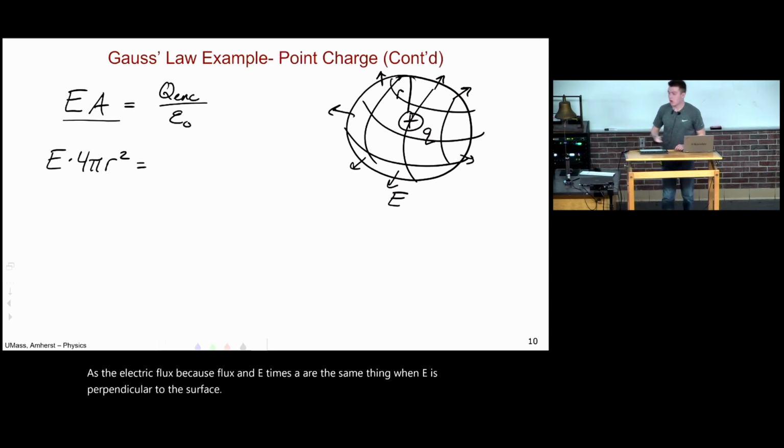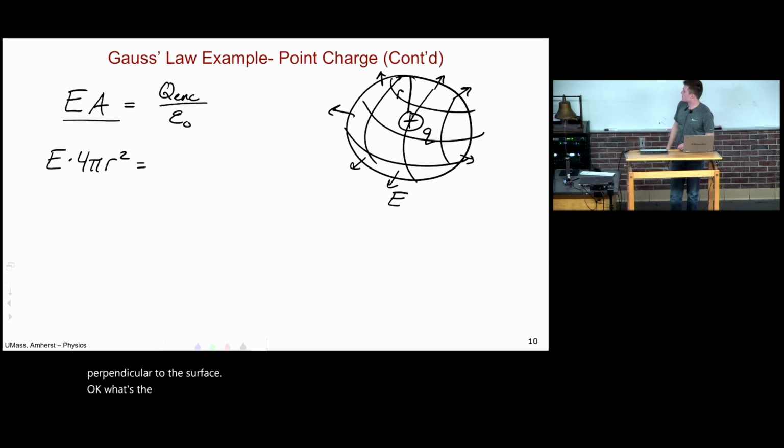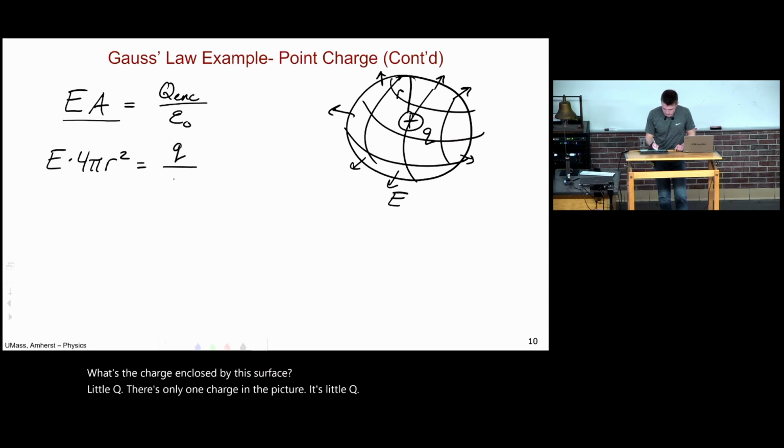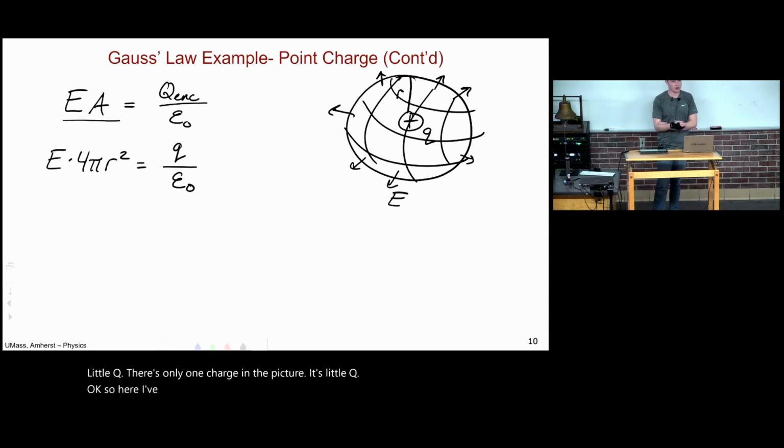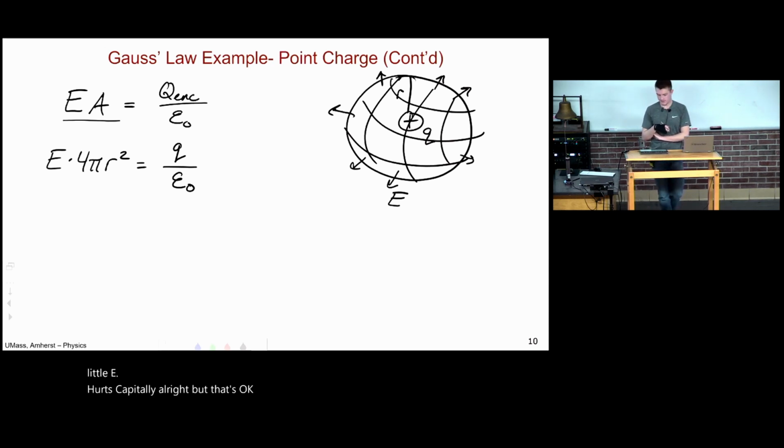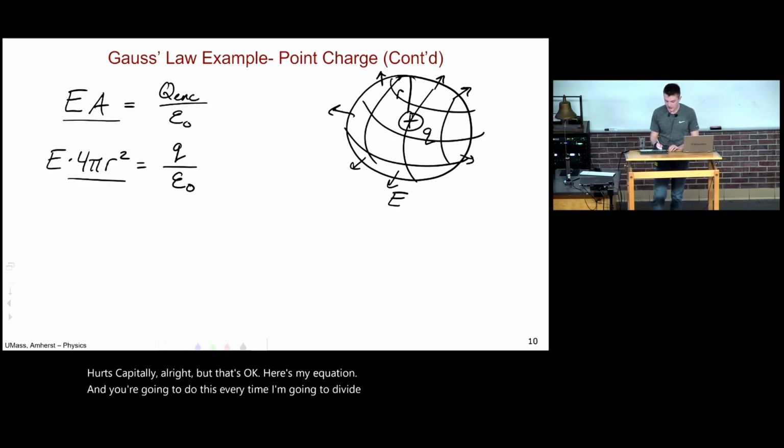OK, what's the charge enclosed by this surface? Little q. There's only one charge in the picture, it's little q. So here I've just rewritten Gauss's law. There's still some variables inside, little r and capital E, but that's okay. Here's my equation. Now, and you're going to do this every time, I'm going to divide over to get E by itself.